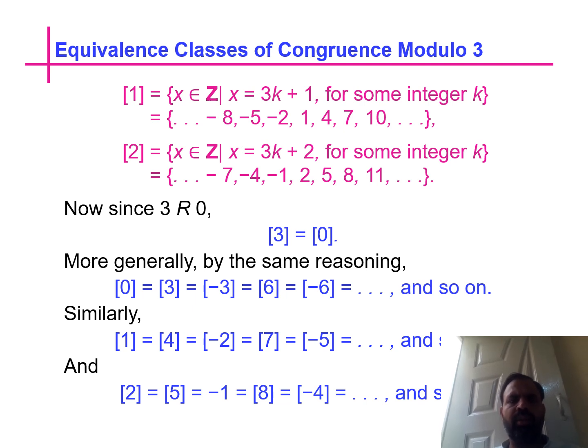Now since 3 R 0, the class of 3 is equal to the class of 0. More generally, by the same reasoning, the class of 0 is equal to the class of 3, which is equal to the class of minus 3, and the class of 6 is equal to that of minus 6, and so on. Similarly, we can say that the class of 1 is equal to the class of 4, which is equal to the class of minus 2, and the class of 7, and the class of 2 equals the classes of 5, 8, minus 1, minus 4, and so on.